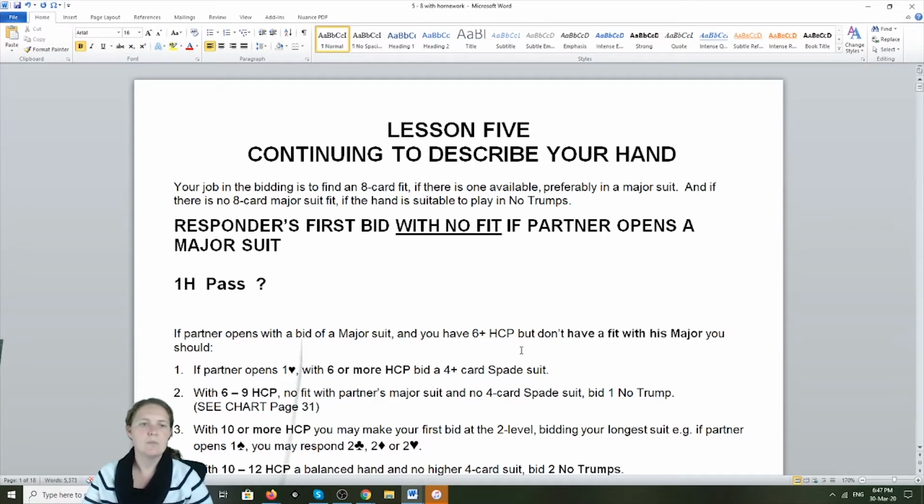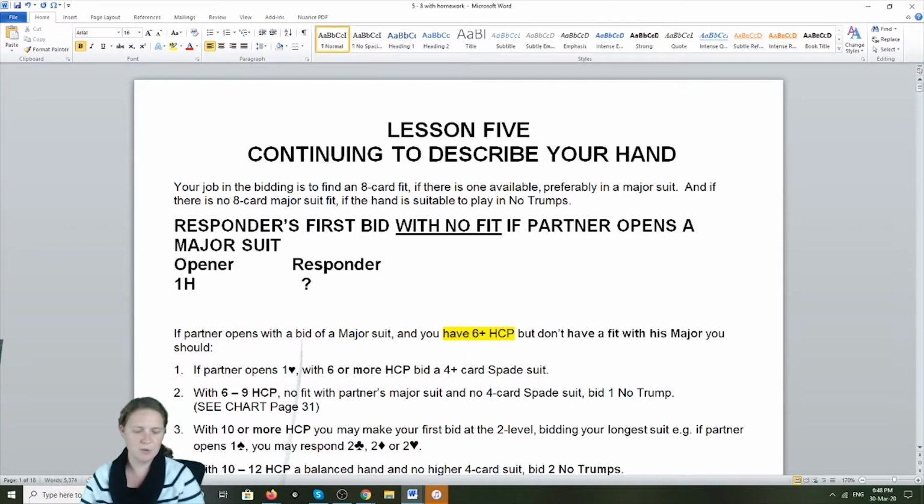Now, the first and most important thing about being the responder is that if you have 6 or more high card points, you must make a bid. This is not optional. You must make a bid with 6 or more points. Although I've said that, there is one exception, and that would be if this opponent in here didn't pass, they actually did something else. But we'll cover that in week 8. So what we need to know, if we are the responder, we must make a bid if we have 6 or more points, basically regardless of what we have. And sometimes this does feel uncomfortable.